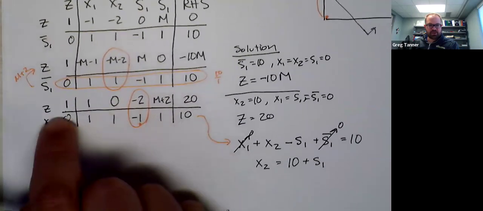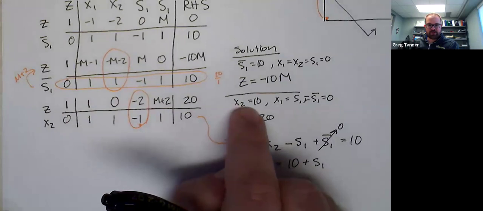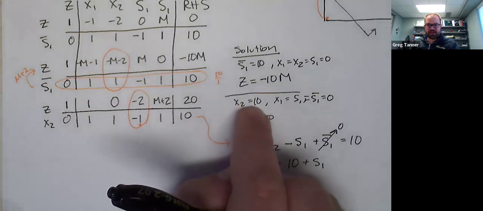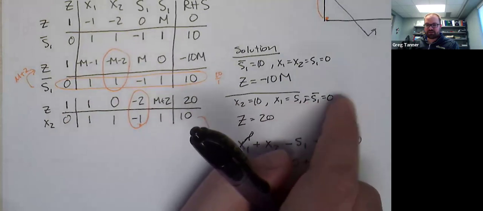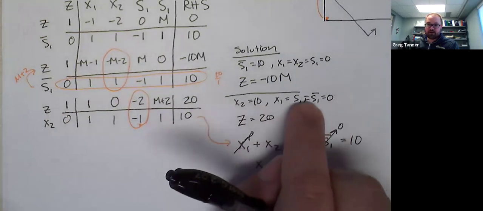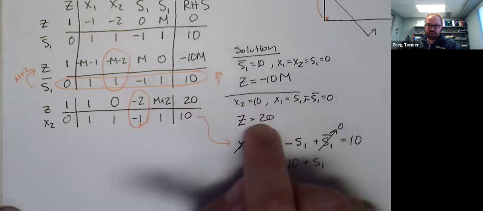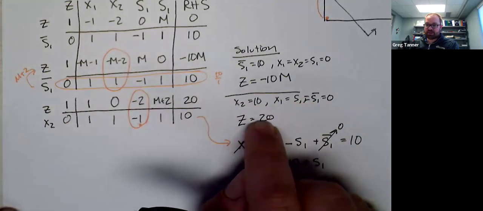When you do that, you'll end up with this tableau. And if we look at this tableau now, x2 is equal to 10, x1 and S1 bar are all equal to 0 because they're non-basic variables. And so our artificial variable has left our basis. And so now we're in a feasible solution. And now our Z value is 20.